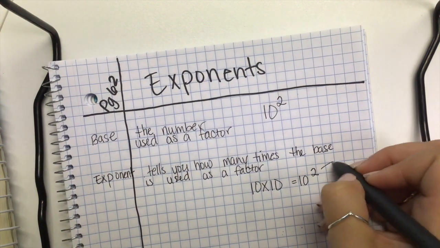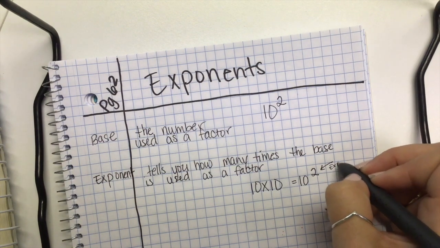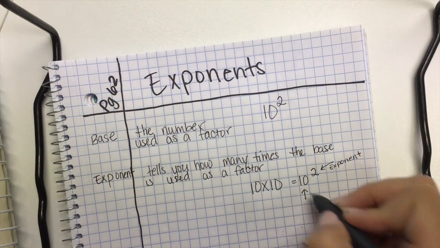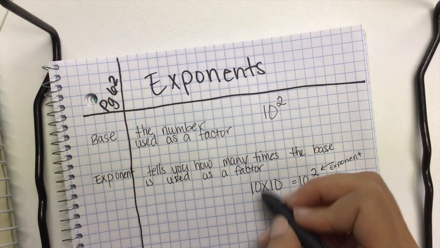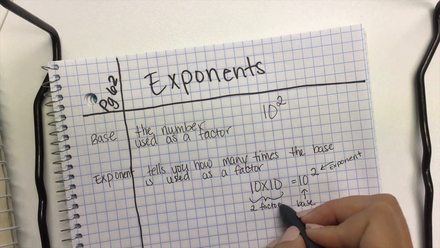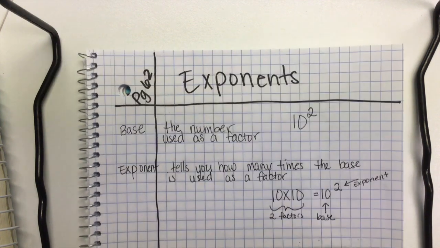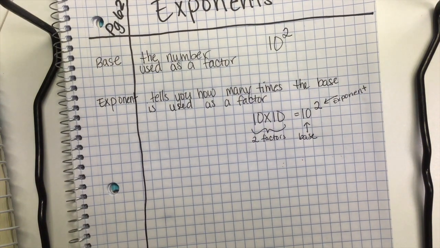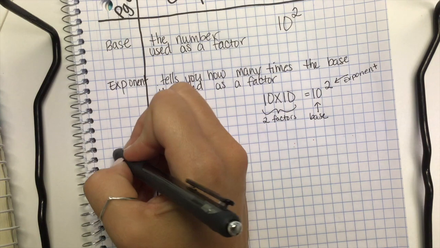So here is the exponent, and here is the base. And these are the 2 factors. Perfect. Okay, so we are going to do another vocabulary term called powers.